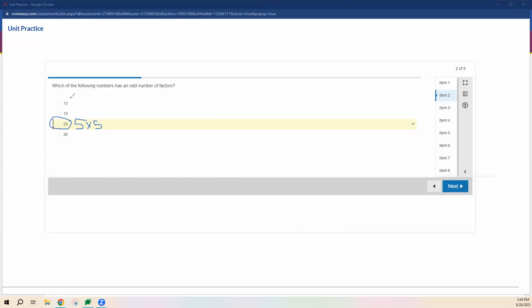All right. 13, 1 times 13. So 1 and 13 are the factors. We just did 15. If you did 26, 1 times 26, 2 times 13, still it's going to have an even number of factors. The only one with the odd number of factors is 25 because it's 1, 5, and 25. There's only 3 factors. Okay, let's look at our next question.